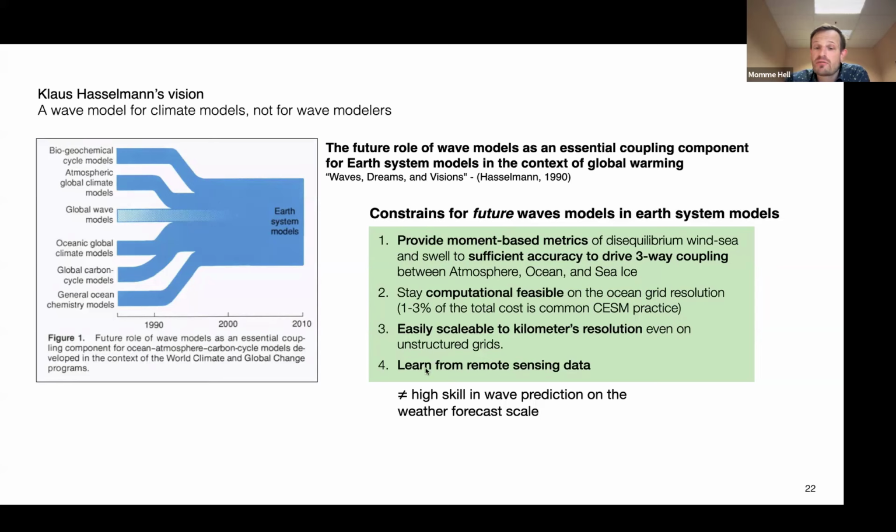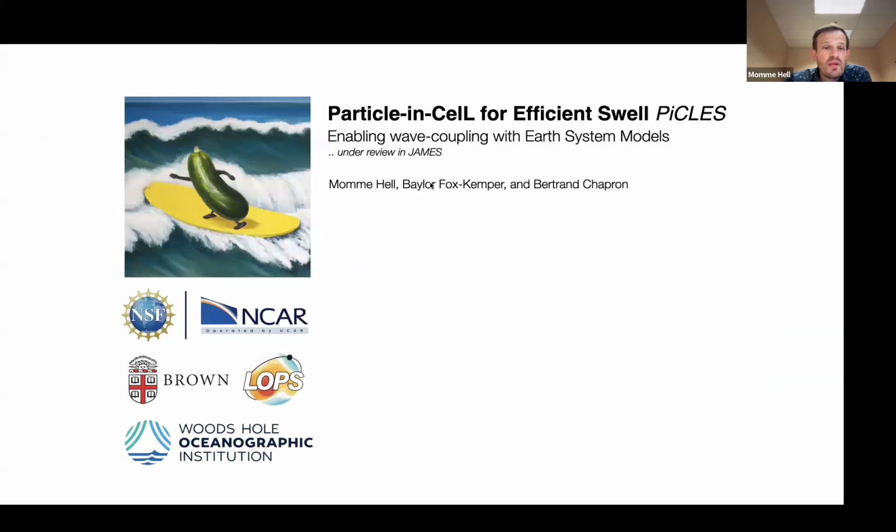And then we want to learn from remote sensing data because the physics we see there are amazing, but there's a lot of work to do how to actually constrain that. And these constraints are not necessarily the same as a wave prediction model in weather forecast has, right? I don't really care about the wave scale itself. I'm more caring about representing the variability correct. So I'm losing the accuracy constraint here on purpose because I don't think I want to go the spectrum model route.